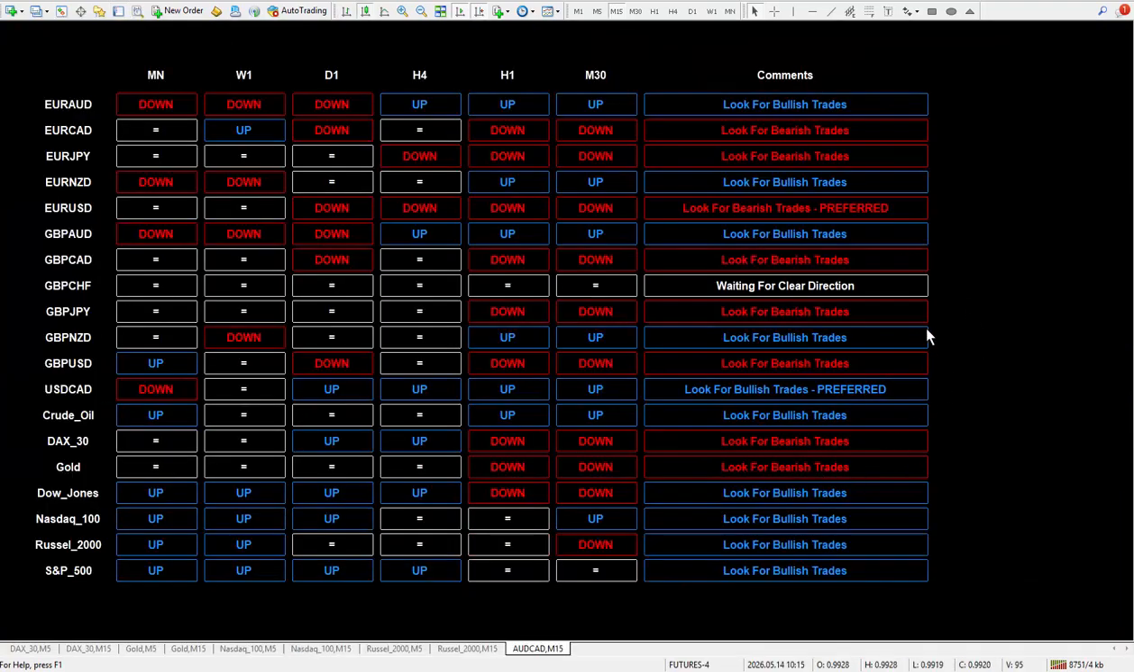Now here's my daily trade plan. It's running in real time. And the time at this point in time is 10 a.m. New York time, and I'm done trading for the day. Anyhow, this daily trade plan checks from the monthly right down to the 30 minutes. And within the comments here, after it does a bunch of calculations, we'll make a recommendation, either look for bullish trades, bearish trades, sometimes preferred, and sometimes just waiting for some kind of a clear direction.